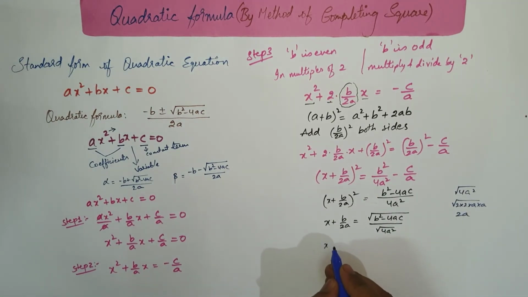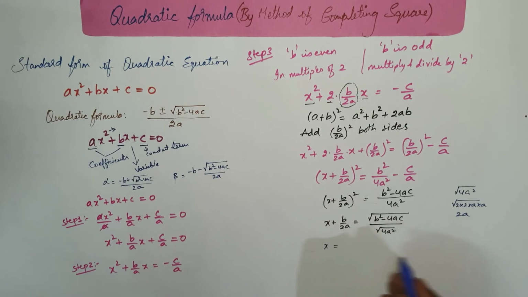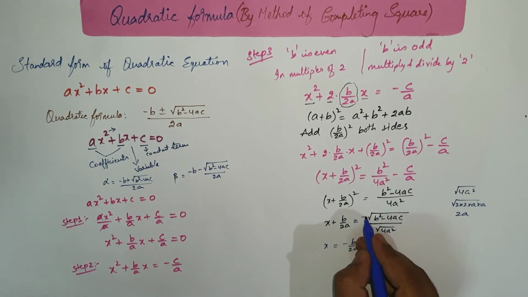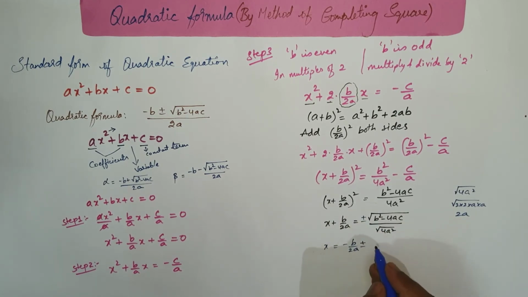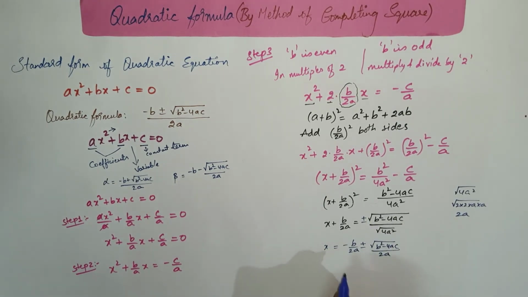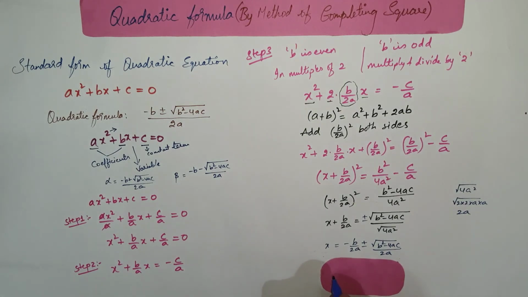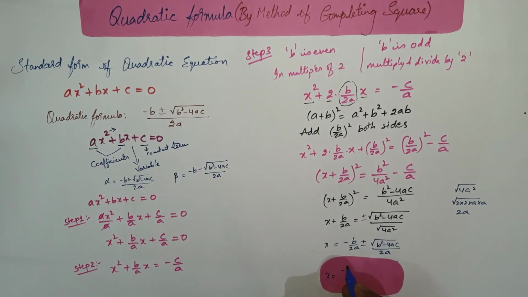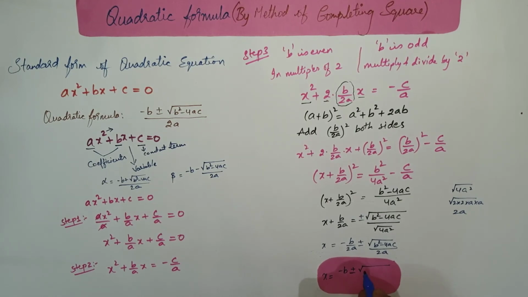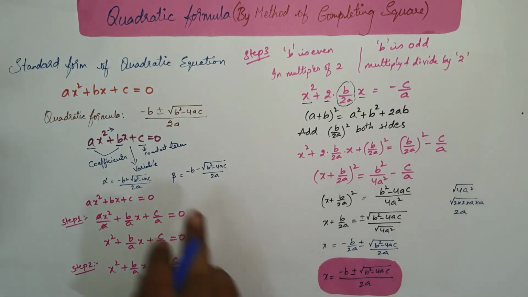So x equal to, send this b by 2a to that side, that will be minus b by 2a, and for the root we can write plus or minus root over b square minus 4ac by 2a, as root 4a square value is 2a. Minus b by 2a and plus or minus root over b square minus 4ac by 2a are like terms. So we can write x equal to minus b plus or minus root over b square minus 4ac by 2a, what we required.